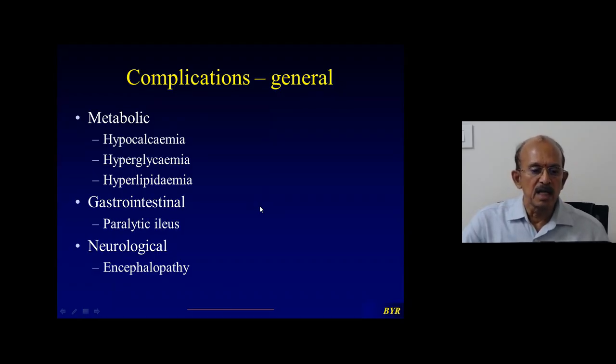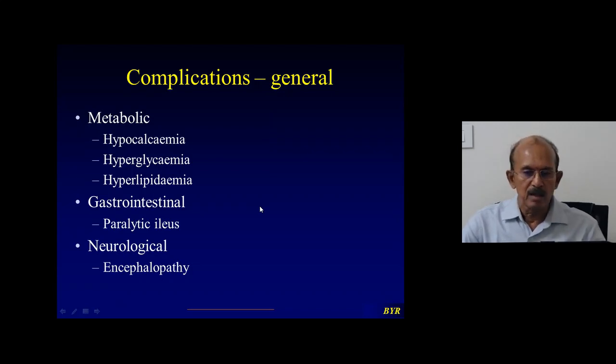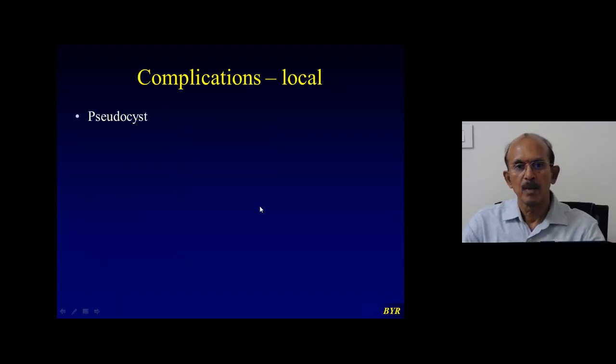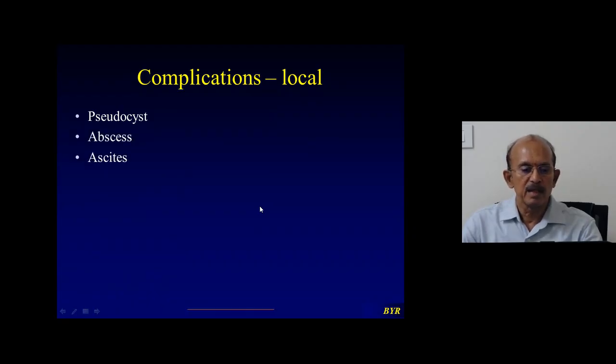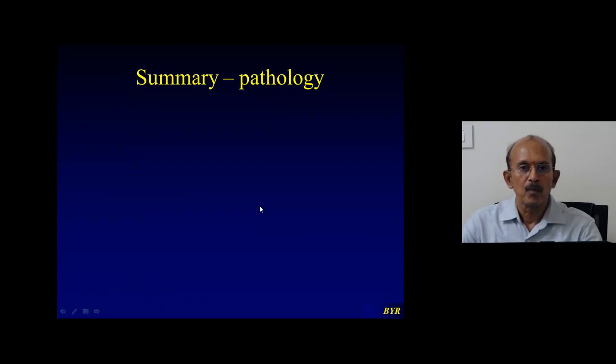The disseminated intravascular coagulation occurs because of activation of the coagulation factors by the enzymes. They cause activated thromboplastin, then prothrombin, then fibrinogen gets clotted into fibrin, and then there will be intravascular thrombi disseminated. Local complications being pseudocyst, abscess, ascites.